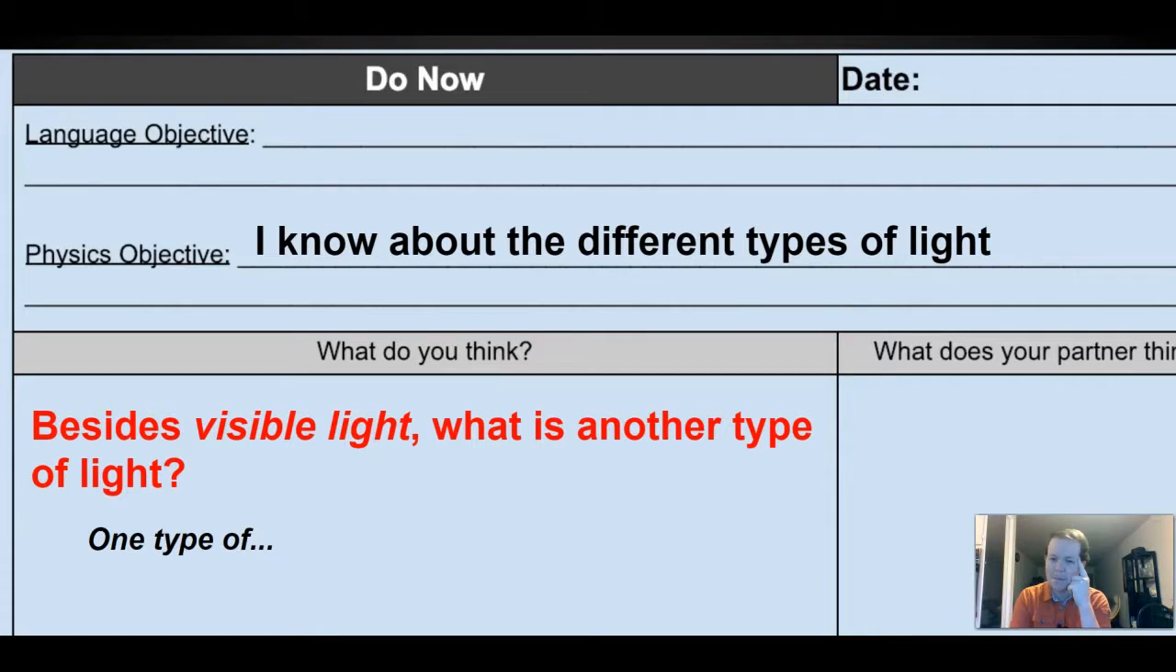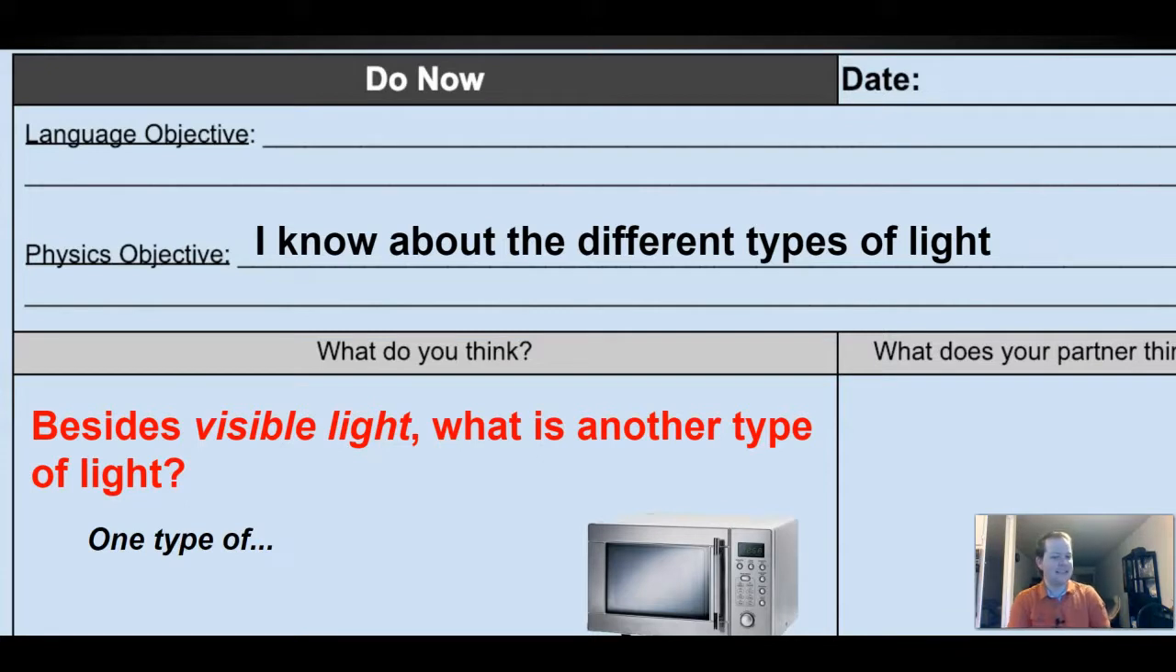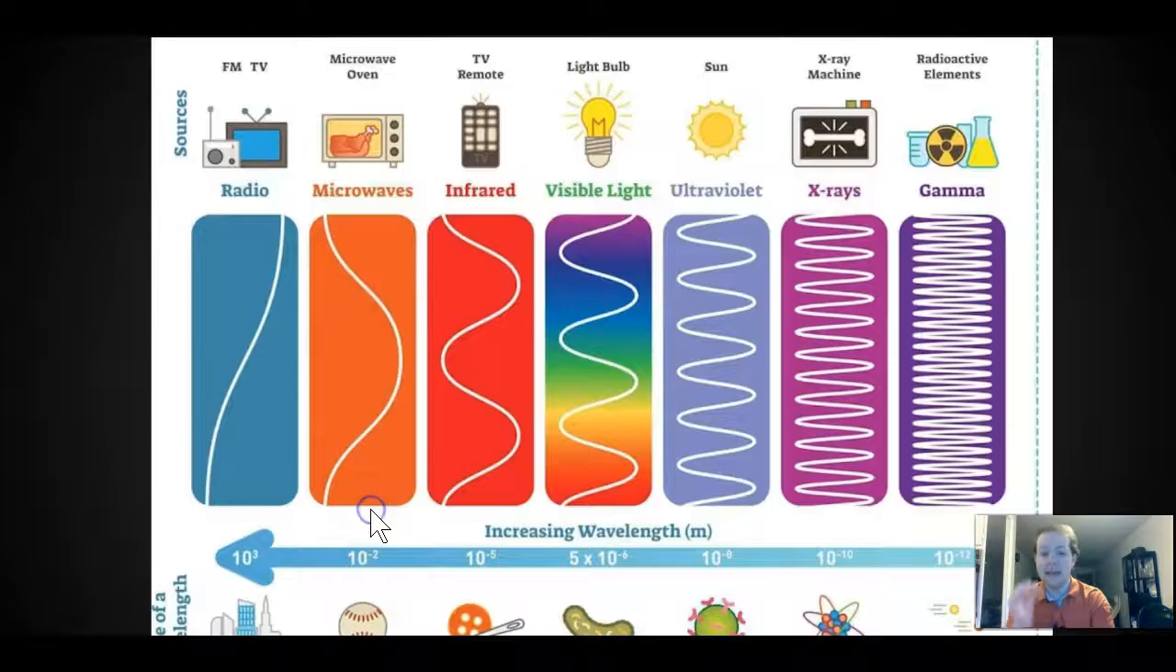Do you remember? Here's a hint. If you can't think of a type, maybe that's a hint. What's one type of light? Write down your answer. There are many types of light.